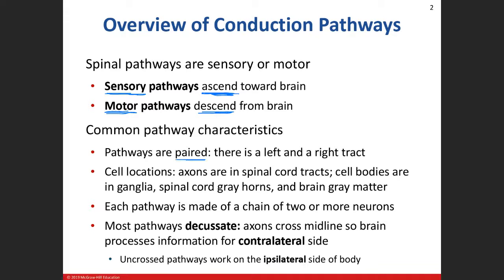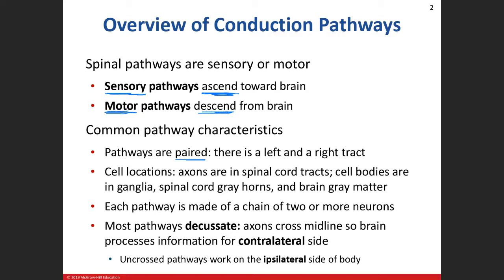All right, so I want to talk about some of the characteristics that these pathways share. First is they're paired. That means you have one on the left and you got one on the right. Because remember, these pathways will cross from one side of the body to the other. So we can't just have one pathway. We got to have one for each side of your body.